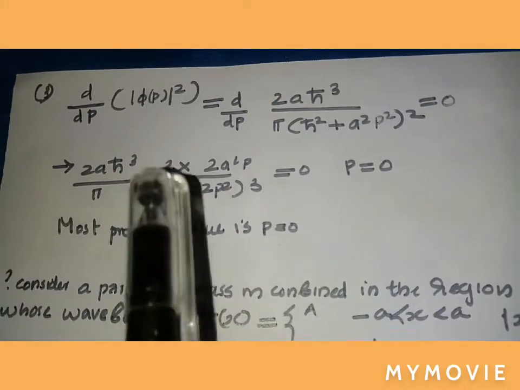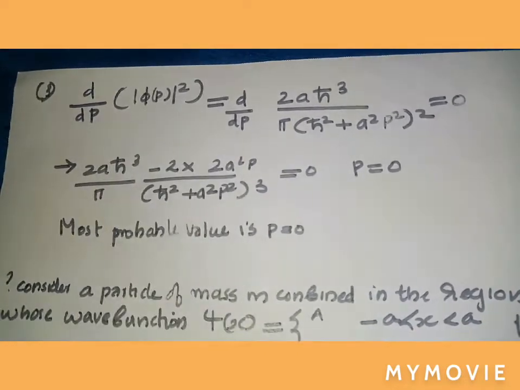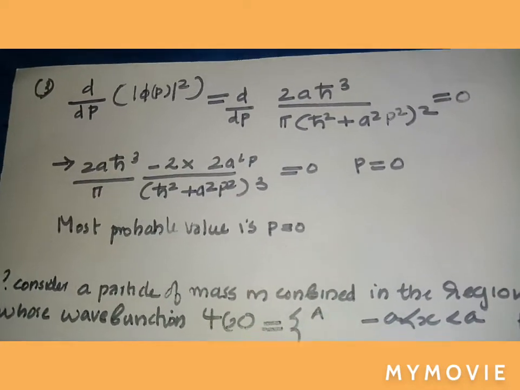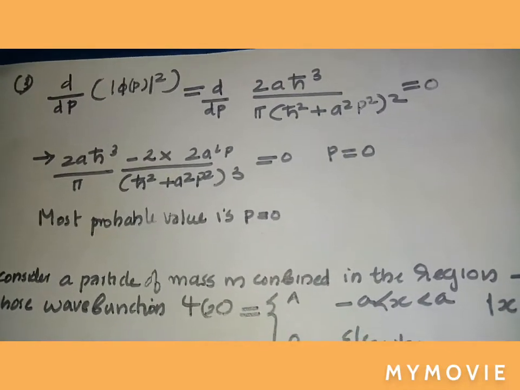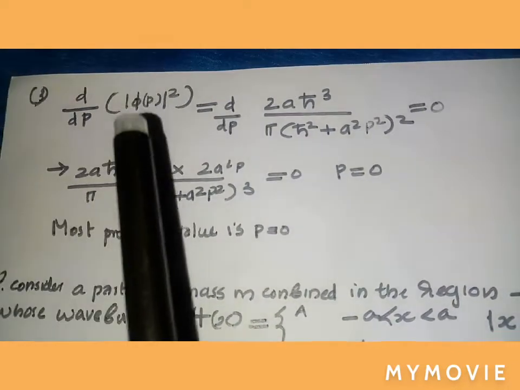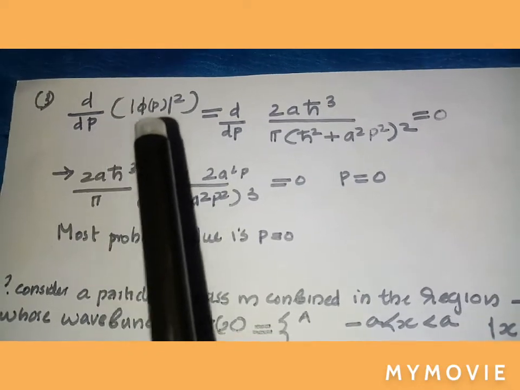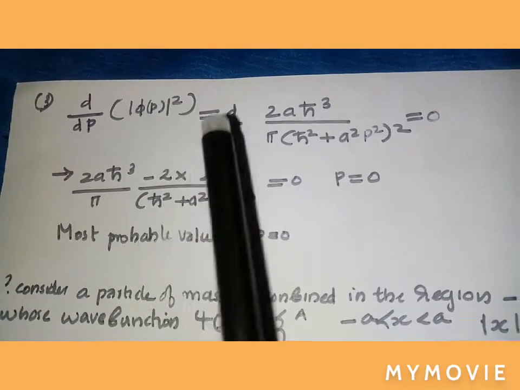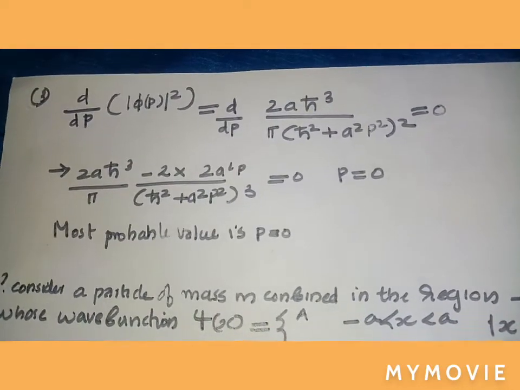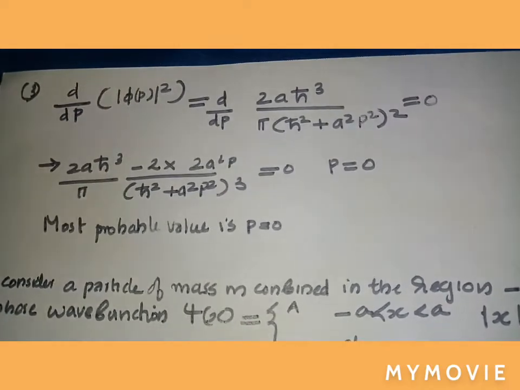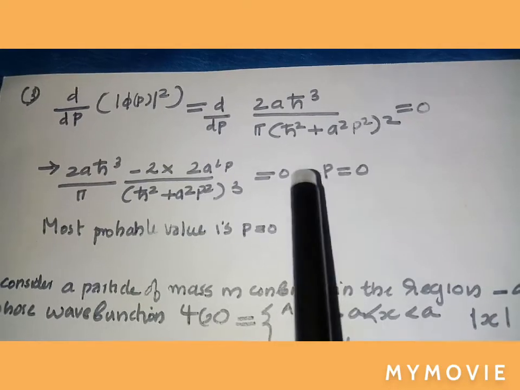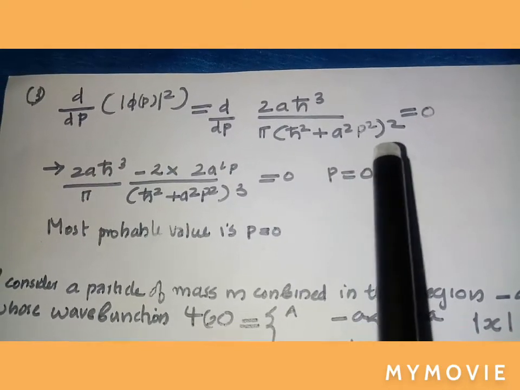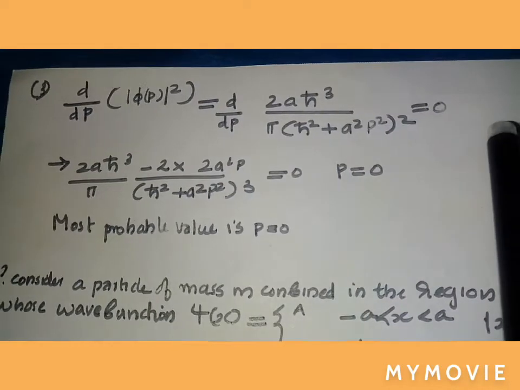Next question is to find the most probable value. We know that the most probable value means the probability maximum value. Probability maximum is found by d by dp of |φ(p)| square, that is the probability density. Most probable value of momentum is the question. So d by dp of 2a ħ cube divided by π (ħ square plus a square p square) all squared is equal to 0.